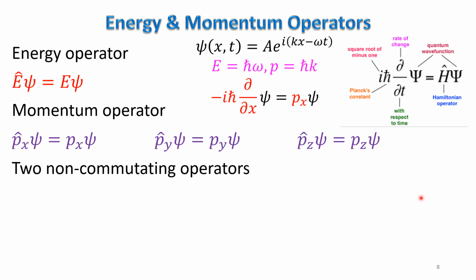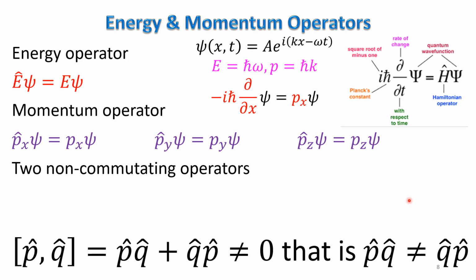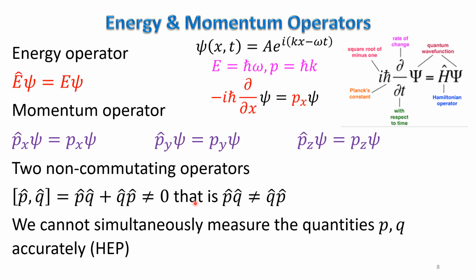Now two non-commuting operators we shall consider here: the commutator [p hat, q hat], which is p hat q hat minus q hat p hat. If this is not equal to 0, then we call them non-commuting operators, and we cannot simultaneously measure the quantities p and q accurately in such a situation. This is the gist of Heisenberg's uncertainty principle.